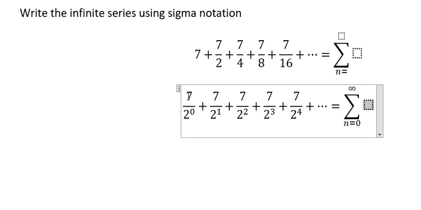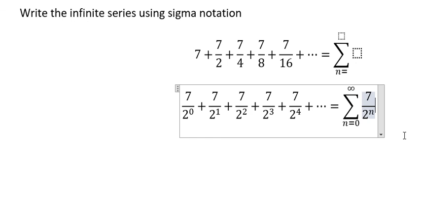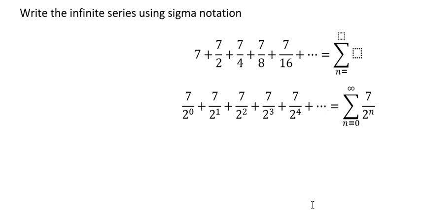So the first thing we know is that they repeat about number 7. So we have number 7 over number 2 to the power of n. And that is the final answer. This is the end.